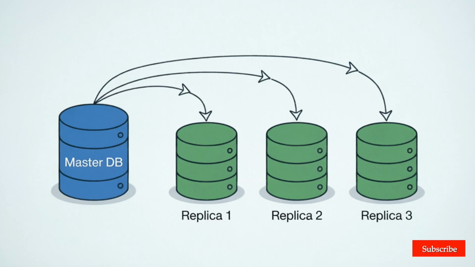Database replication is the process of copying and maintaining the same data across multiple database servers. Instead of storing information in only one location, replicated databases allow identical copies to exist on different servers. This improves system availability, reliability, and performance.